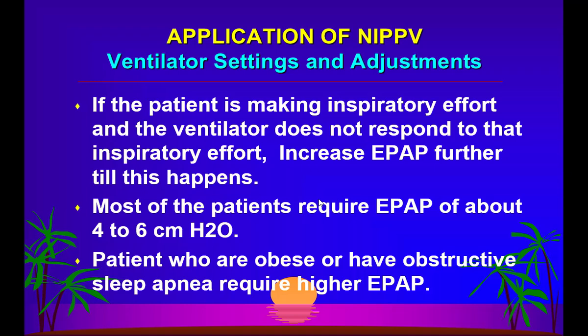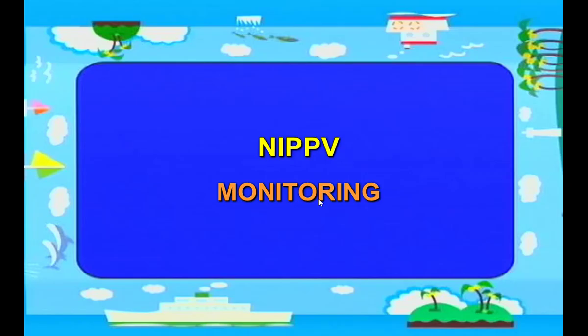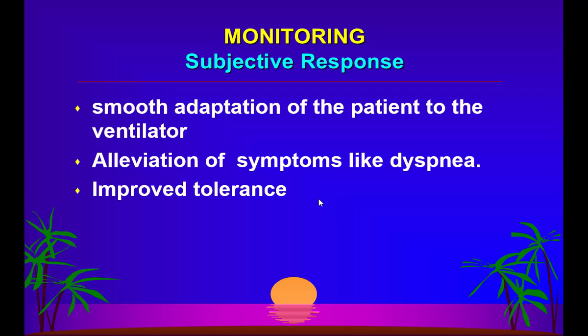You can't have an EPAP of 4 and an IPAP of 20. That is not correct. Not more than 10. The gradient should not be more than 10. Okay. Now, how do you monitor them?